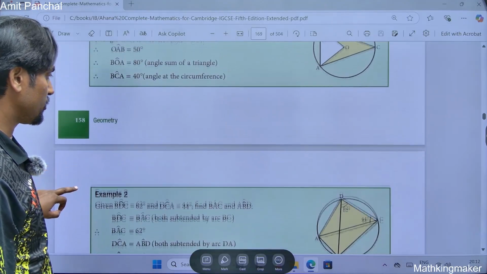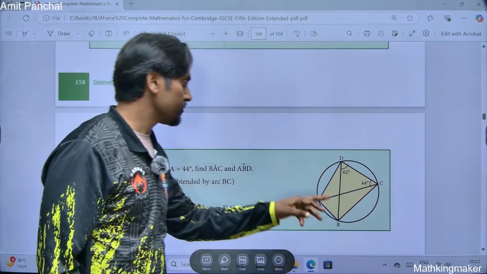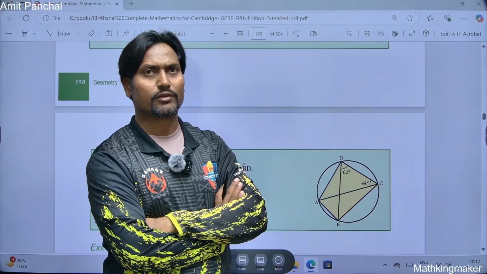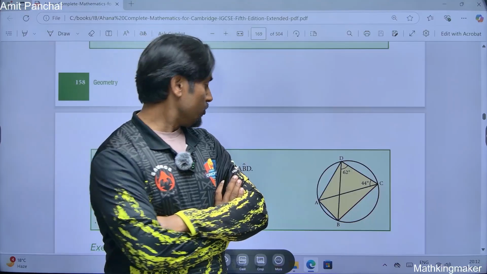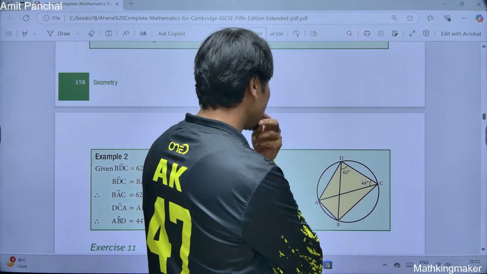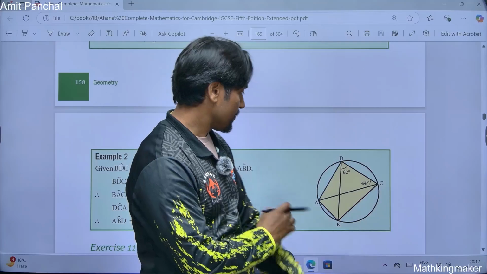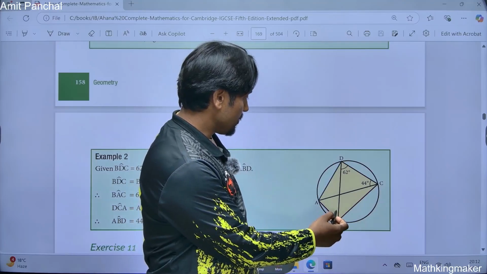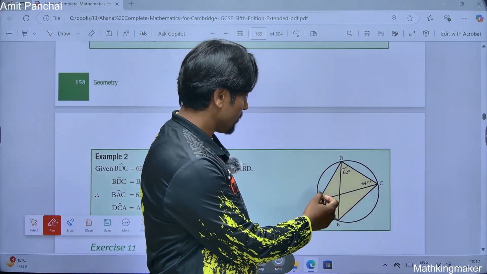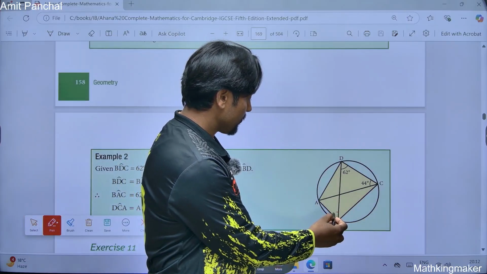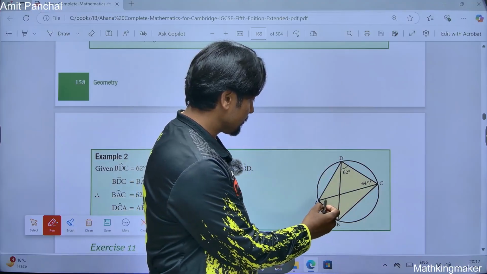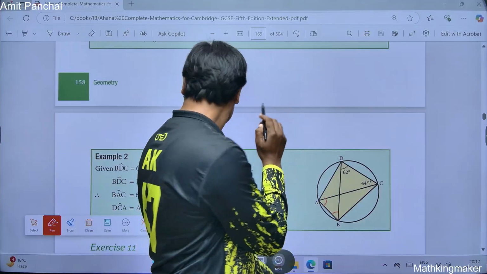Okay, now just draw this figure. You need to find angle ABD and BAC. ABD, this one, this angle you need to find out, and BAC, this one.